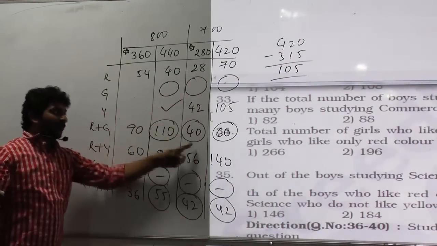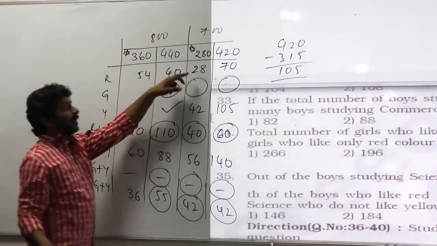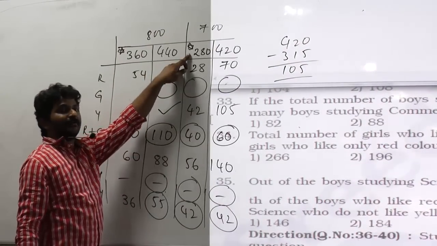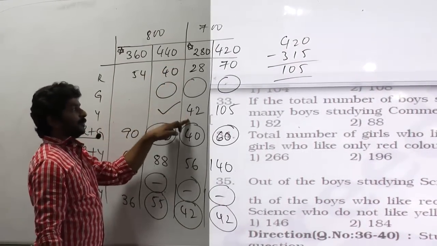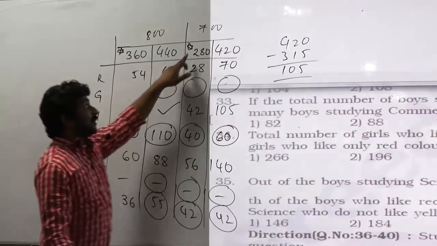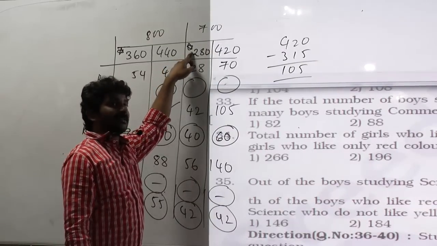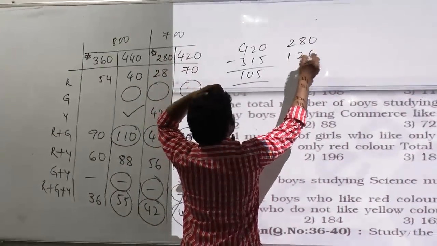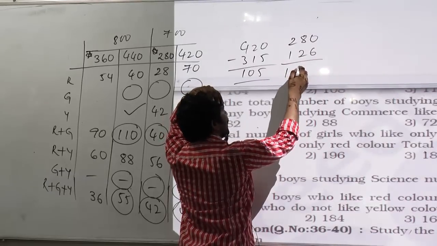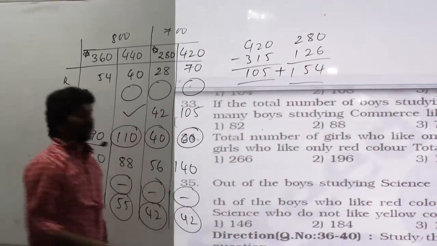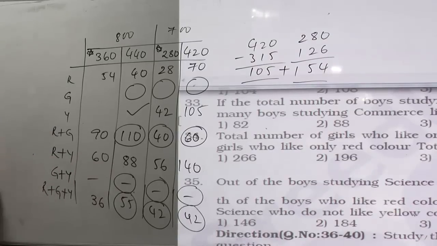When you want the sum of these four numbers, subtract 28, 42, 56 from 280. 28, 42, 70, 70, 56. 126. 280 and then 126. How much is the difference? 154. The sum of these two numbers is your answer. 105 plus 154 is 259.